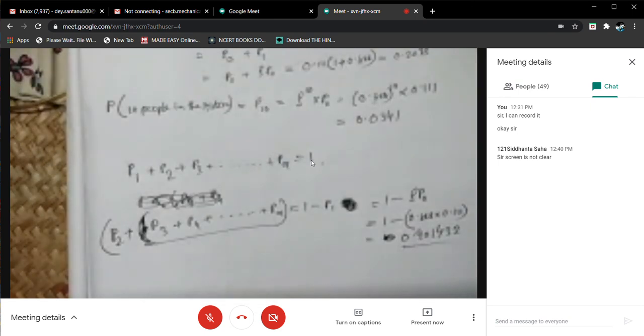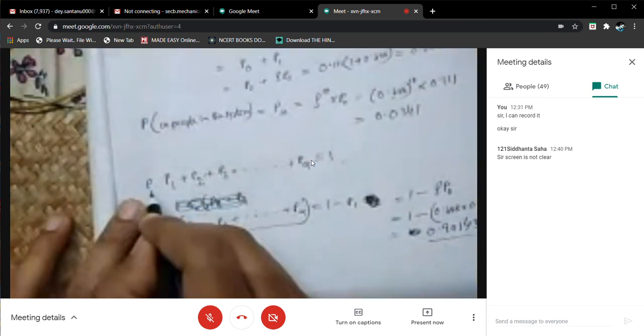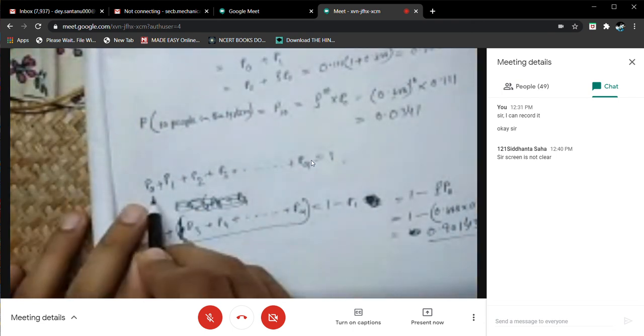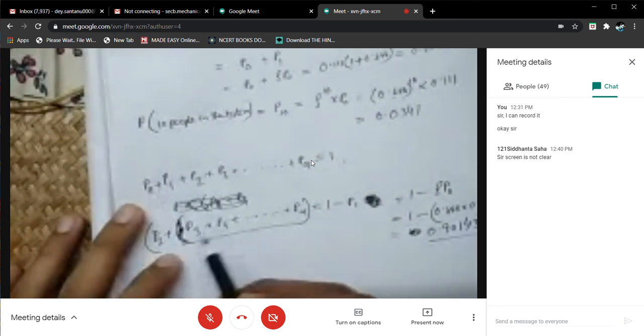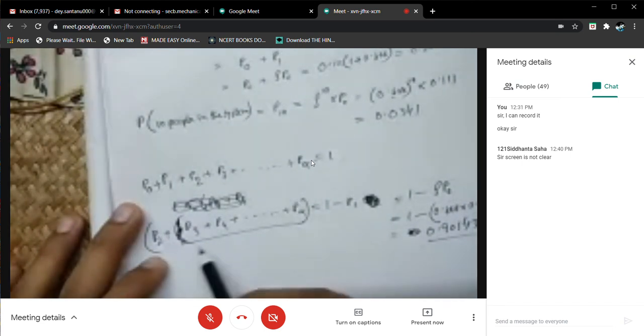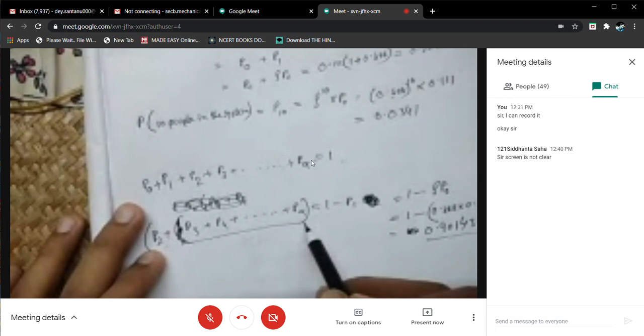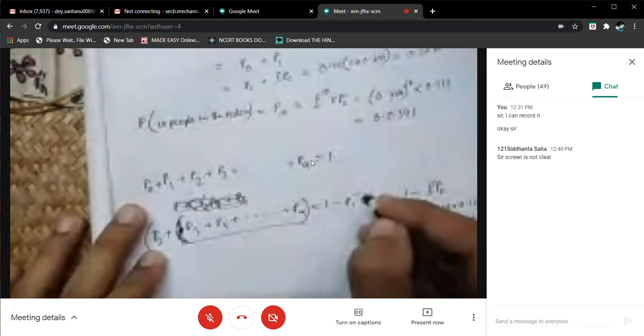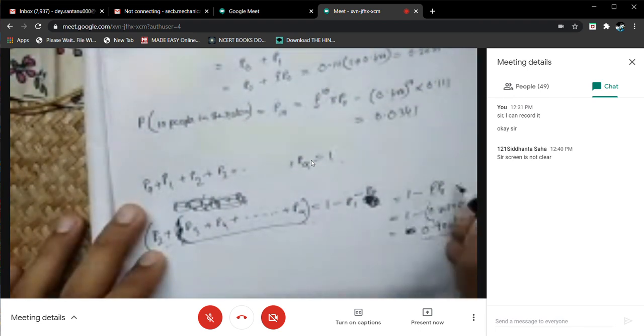We have forgotten one more thing here. There is also a possibility that there is no one in the system. That is my mistake. So this portion is okay: 2 or more persons in the system, that probability is given by this. So this P naught will be transferred here, and it will be minus P naught, which is 0.111.